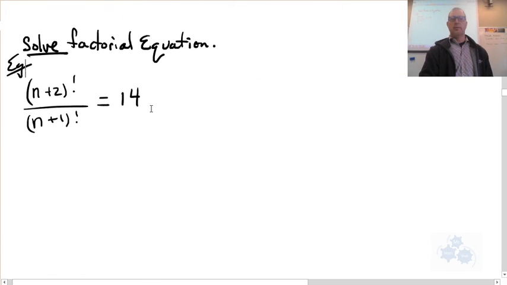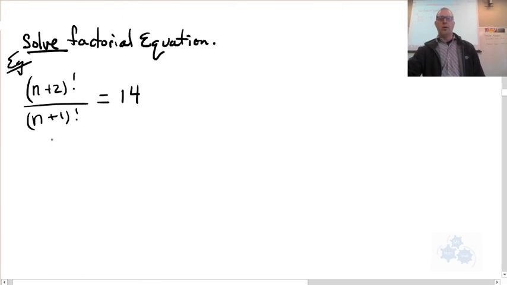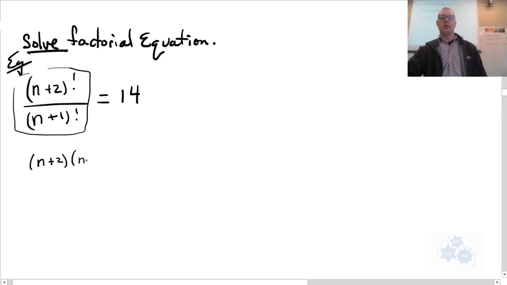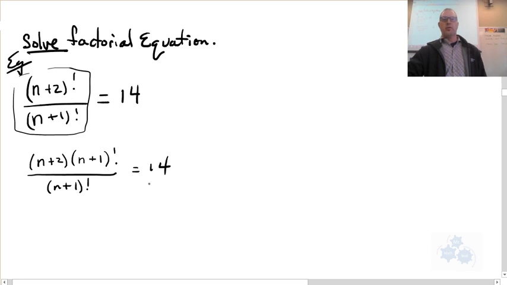So back here, what you want to do is figure out what this left side simplifies down to. n plus 2 factorial is n plus 2 times n plus 1, and that's factorial. And underneath, in the denominator, we have n plus 1 factorial, equals 14.